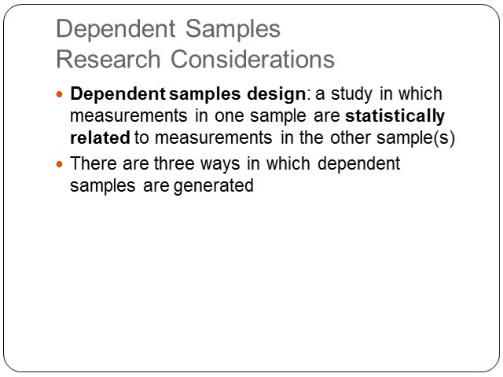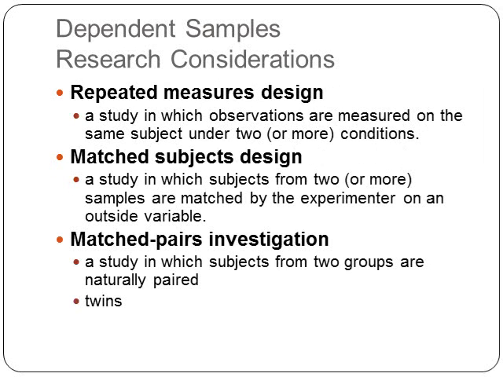Dependent sample design. Typically, we're talking about a repeated measures design, but it's a study in which the measures in one sample are related statistically to measures in another. There are three ways that we can conceive of. First, the repeated measures design. I test a group 1, I test them again. They're the same subjects repeated over time. We could match subjects, where in a study with two samples, subjects are matched by the experimenter on an outside variable. Or we have matched pairs. Often you see this in natural pairs or twin studies.